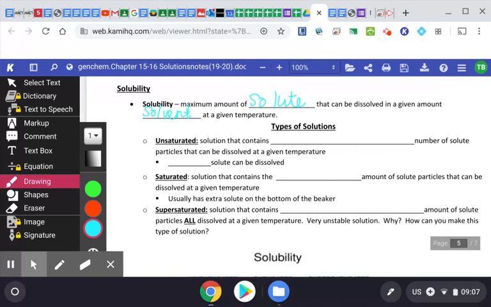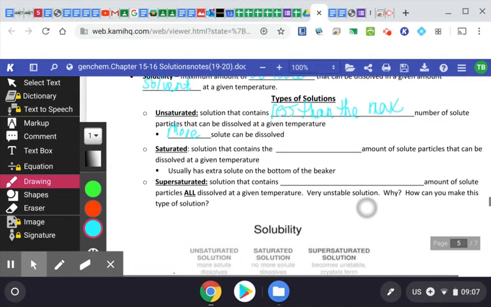Now, with solubility, we have three different types of solutions we're going to focus on. An unsaturated solution contains less than the maximum amount of solute particles that can be dissolved at a given temperature. That means that more solute can be dissolved when I add it to solution. Since it has less than the max, if I were to add more solute, it would be able to be dissolved.